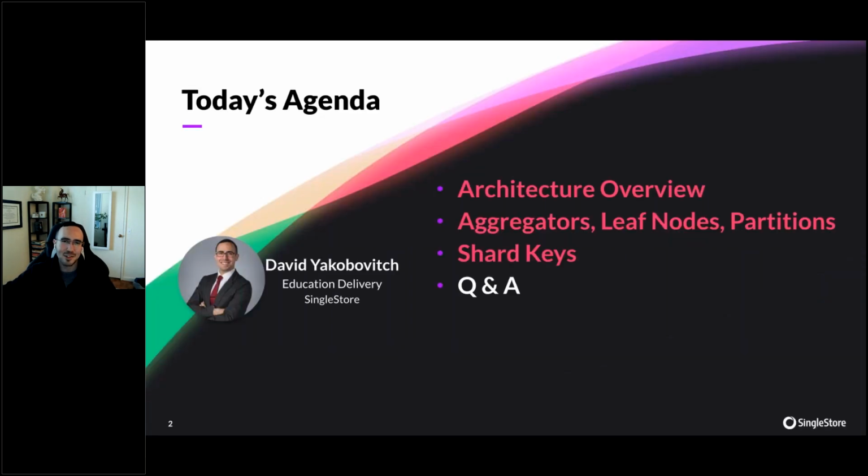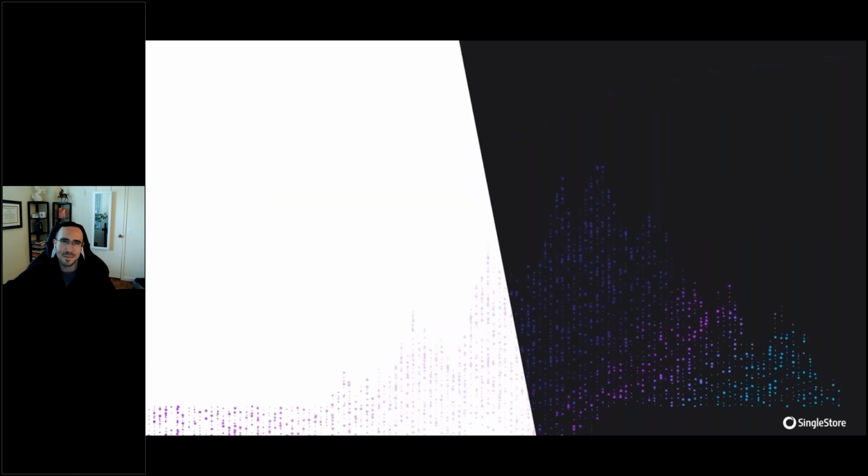To get us started, here is our agenda for today. We're going to focus on architecture on SingleStore managed service, what are aggregators, leaf nodes, and partitions in distributed systems, and why the shard key is a unique filtering object to make distributed SQL possible. Then we'll go into the Q&A as well.